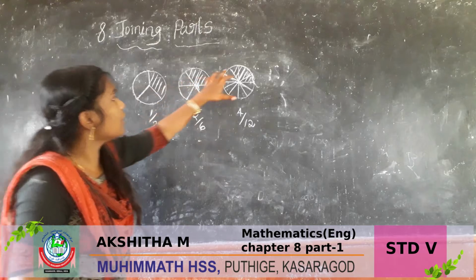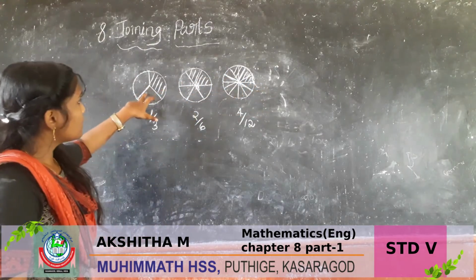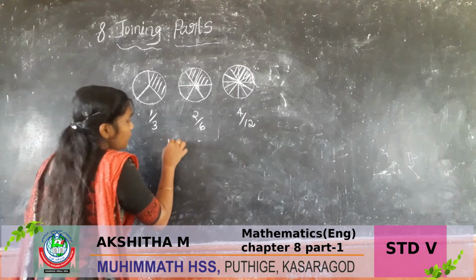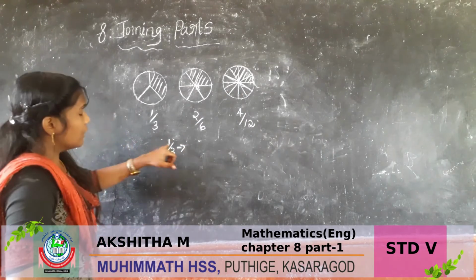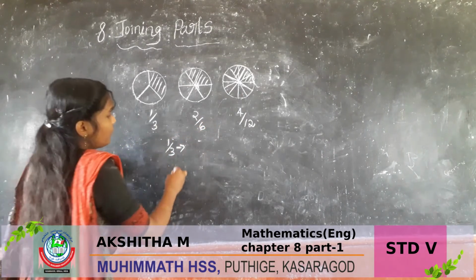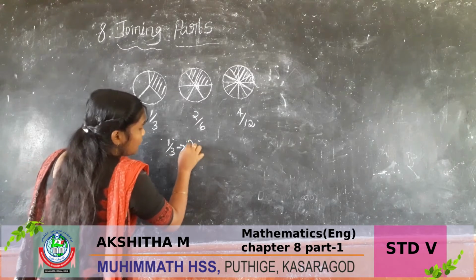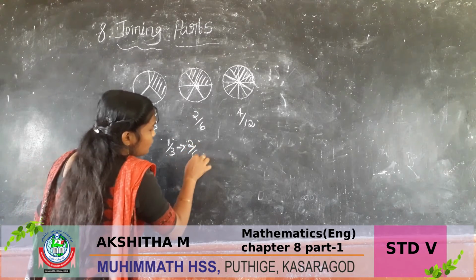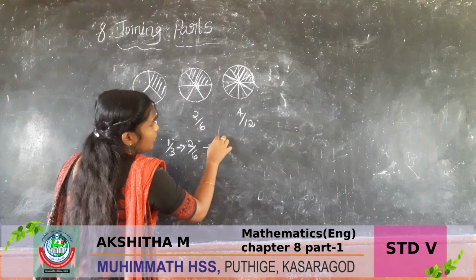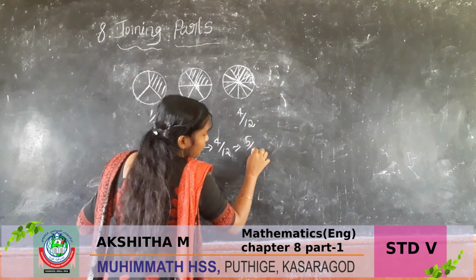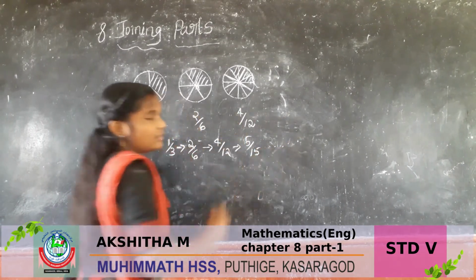Here the same part is shaded, right? The same part is shaded in all 3 circles. So these are the different fractions of 1 by 3. 1 by 3 we can write as 2 by 6, 4 by 12, 5 by 15. We can continue like this.